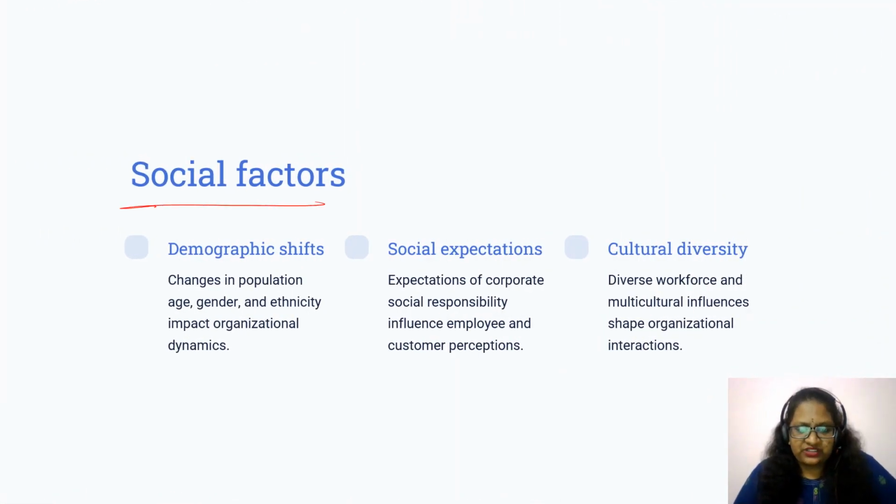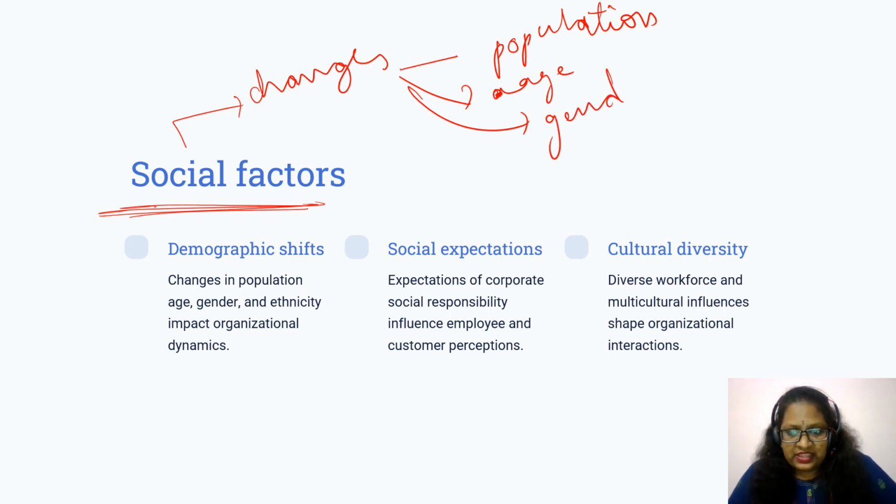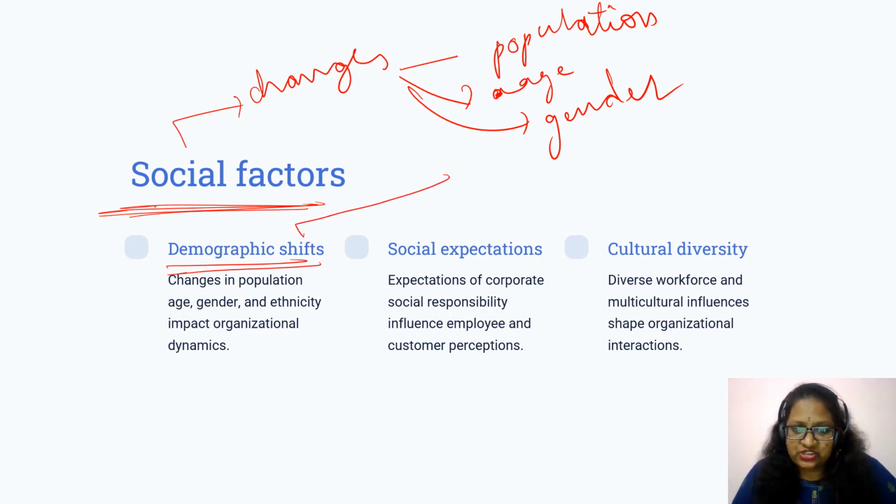It is the social factors. What are the social factors? It might be changes in the population, changes in age, gender. All these kinds of things also affect the organization's behavior. This impacts in a very big way. So these demographic shifts, when there is a change in population, a change in gender, a change in age, give a big impact on the organization.